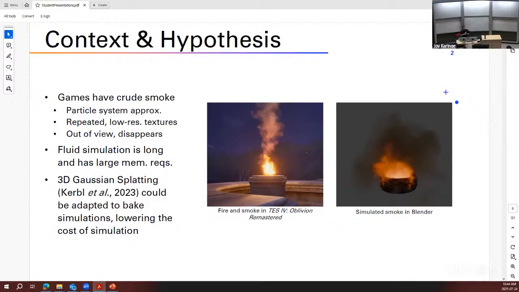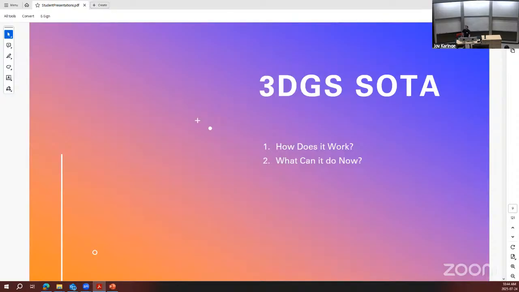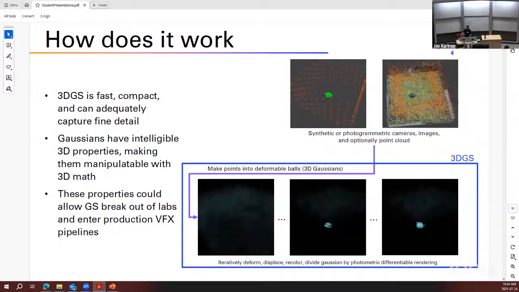On the other side, fluid simulation has long computation times and large memory requirements. A simulation cache for a few frames can be gigs. During a previous internship, I was introduced to 3D Gaussian splatting, and I believe that it could be adapted to bake simulations to a more digestible format for real-time rendering requirements, thus lowering the cost of simulation and allowing better smoke in more games.